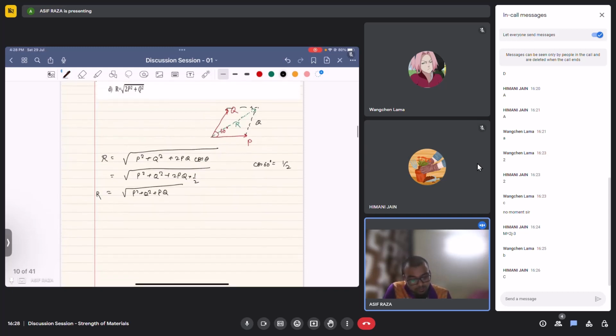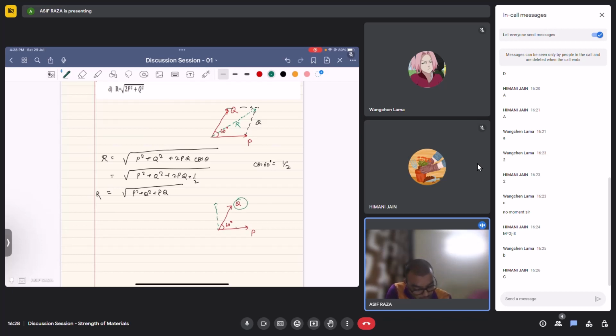So we don't need to remember this formula, we can work it out. So we had this P and Q. Now the angle is 60 degrees. So we can convert this Q into components.